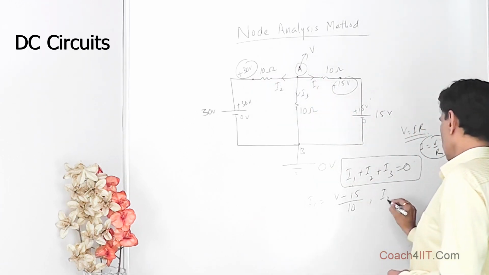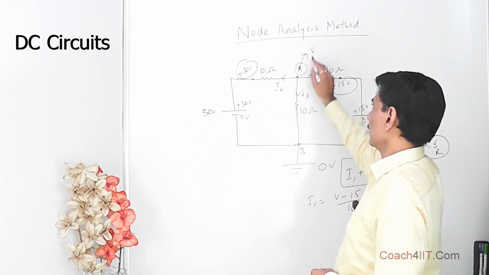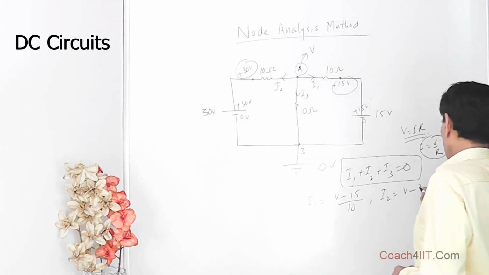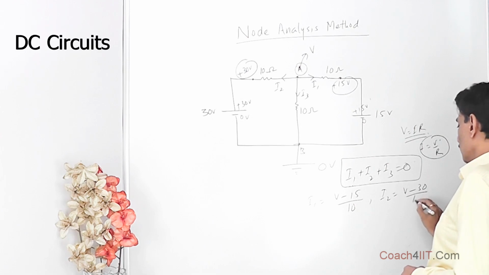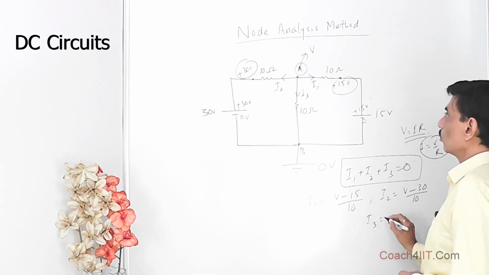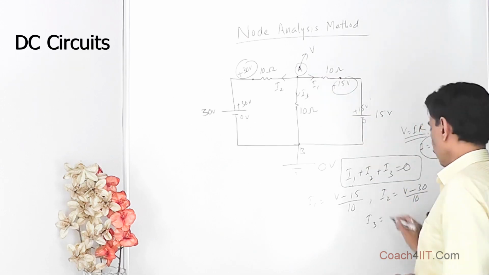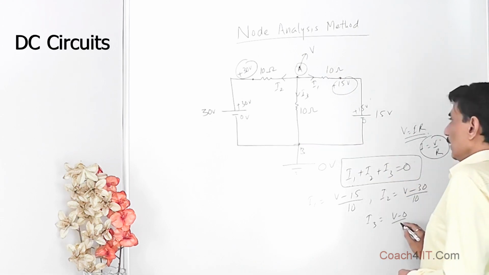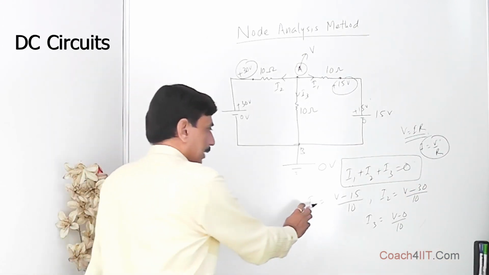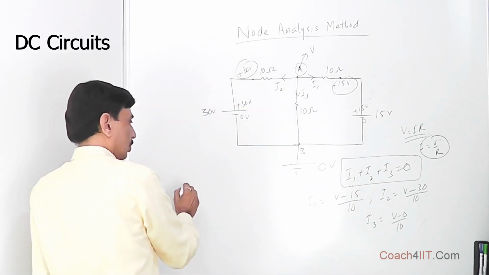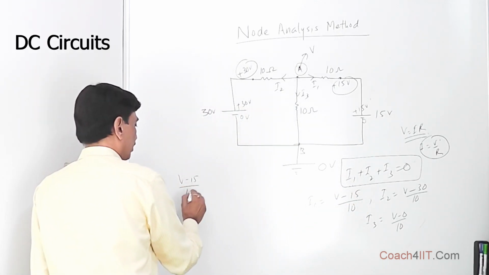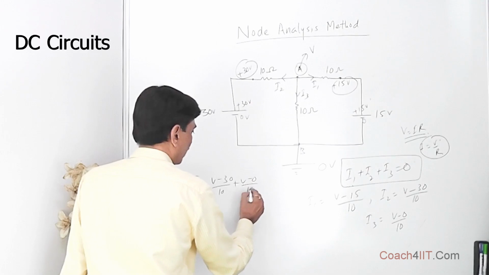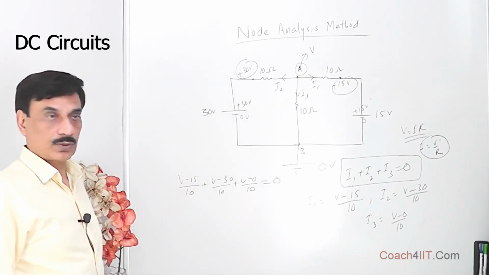I2 is going to be, we have assumed this at the highest potential V, current is flowing in this direction, potential difference is V minus 30, V minus 30 by resistance, that is 10. What is I3? From here to here current is flowing, that is V minus 0, since we have taken this at 0 potential, V minus 0 upon 10. So now we can put the I1, I2 and I3 values in this equation. So we get V minus 15 by 10 plus V minus 30 by 10 plus V minus 0 by 10 is equal to 0. I1 plus I2 plus I3 is equal to 0.